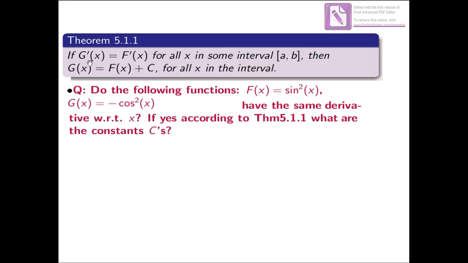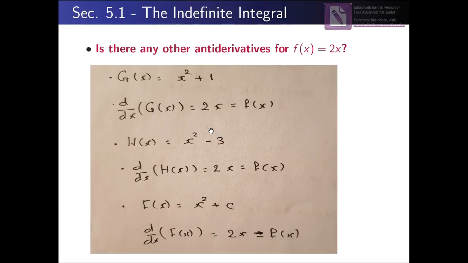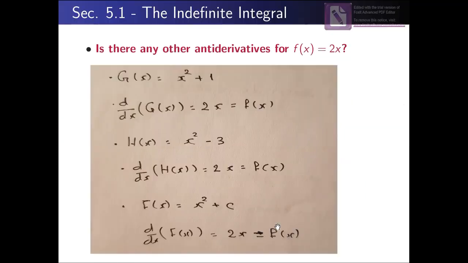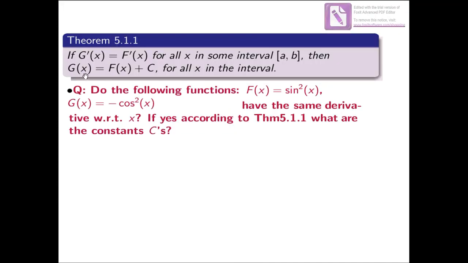So if two derivatives are equal, that means g of x will be equal to f of x plus c. For example, here we have this one g of x and this one f of x. We see that the derivative of f of x is 2x, and the derivative of g of x is also 2x. So we conclude that, according to this, g of x will be f of x plus a constant c.